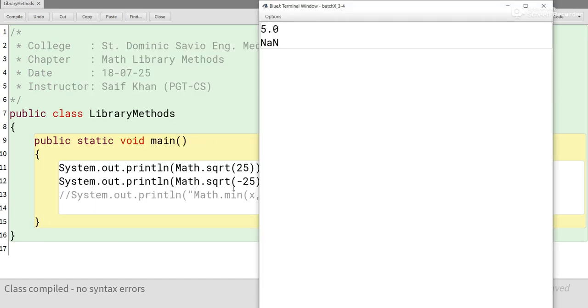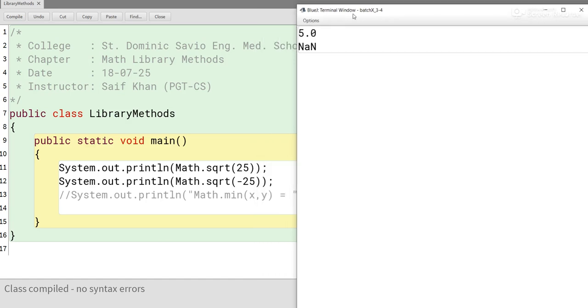Or you can say no error. It is not an error, keep in mind. It is a message that the output is not numeric type output. It is something non-numerical, so it is a symbol for not numeric. I hope it is clear. So this is the use of SQRT.